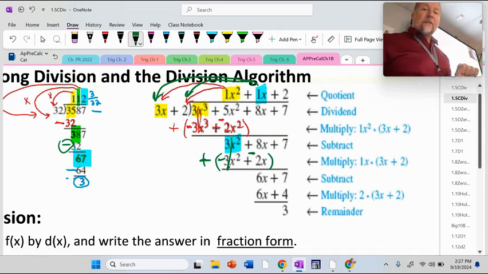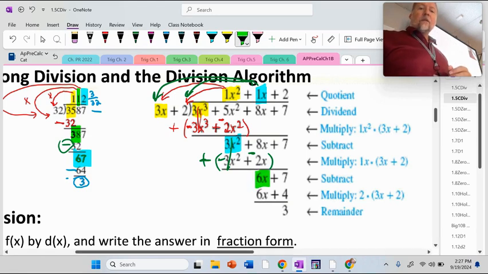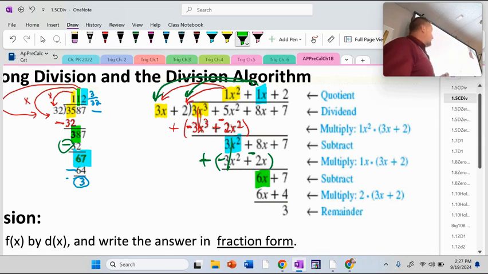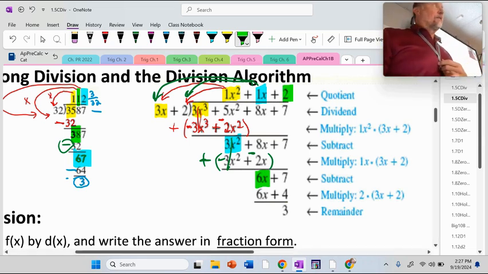And then you bring down the 7. Notice we brought down the 7 to this step, but it's never used because it just doesn't have anything going on with it on that previous step. Then the last thing, I guess I'll go green here. What times 3x equals 6x? What's the answer? That's why there's a 2 here.